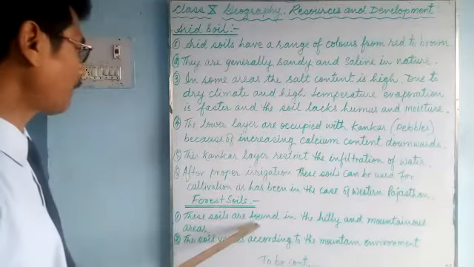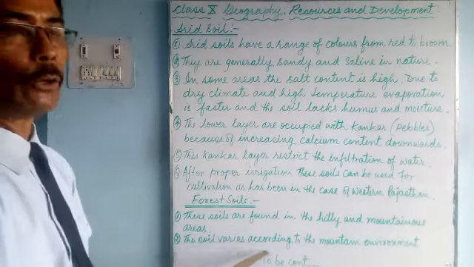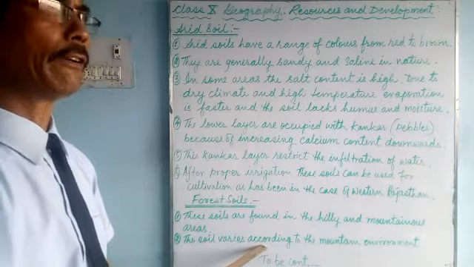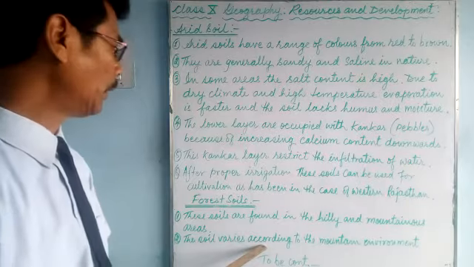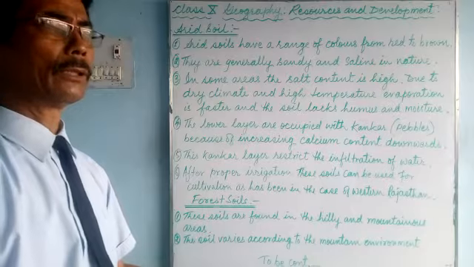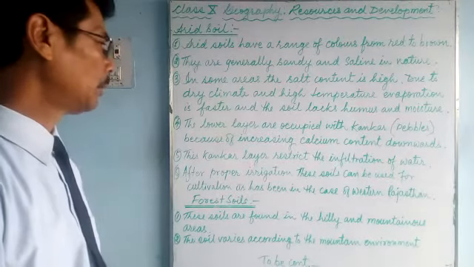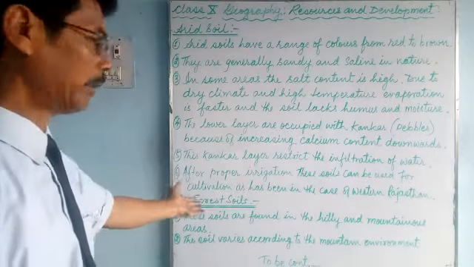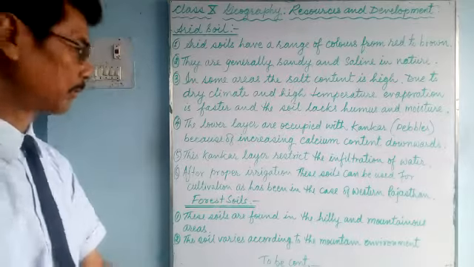So these soils are found in the hilly and mountainous areas. The soil varies accordingly. In the valley region, you will find very fertile soils, having a lot of humus and loamy soil. According to the mountain environment, whether in the valleys or on the mountain slopes, mountain soils are found accordingly. So forest soils we'll talk about in our next class. There is more about this.